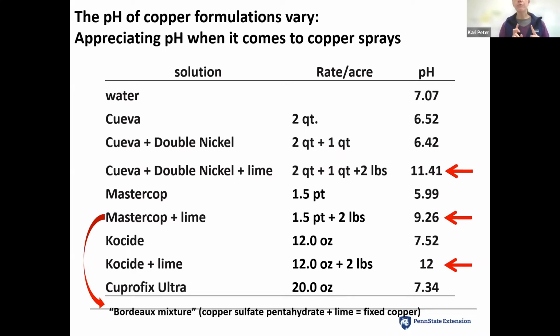Now, for a few seasons in a row, I noticed on my peach trees a lot more phytotoxicity with Kocide than with Coside.